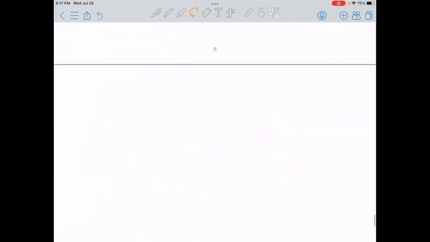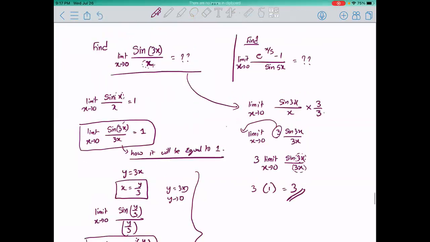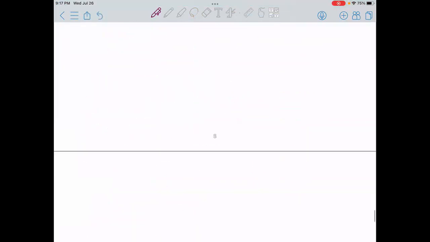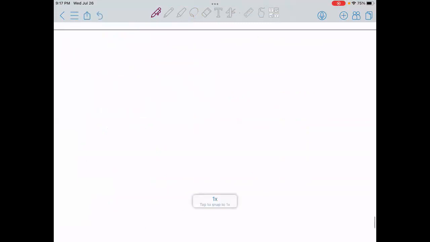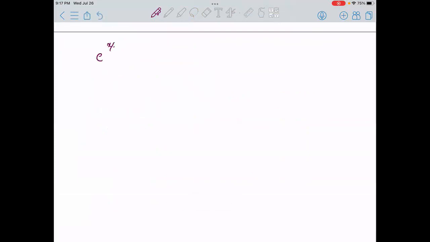Find this: limit x tends to 0 of e to the power x by 5 minus 1, divided by sine 5x.